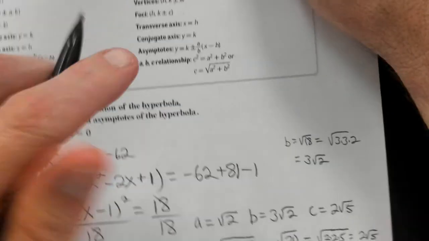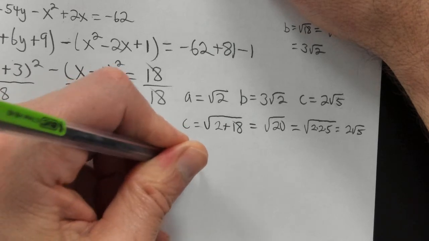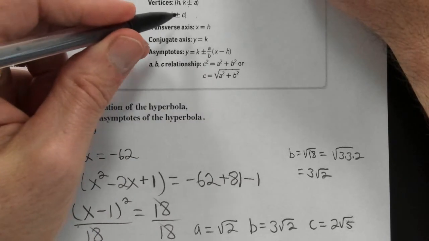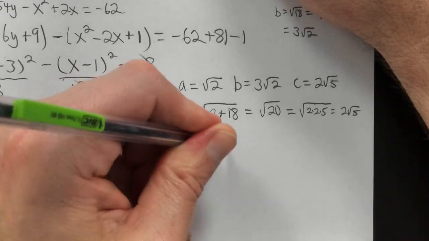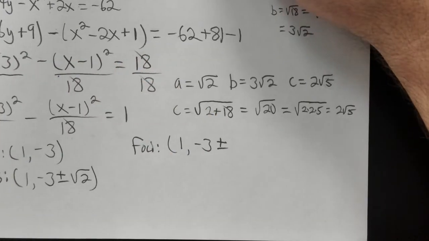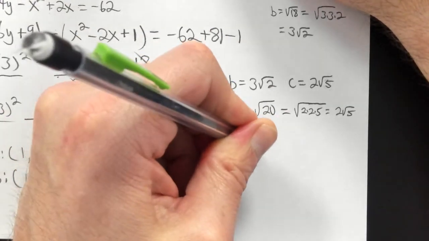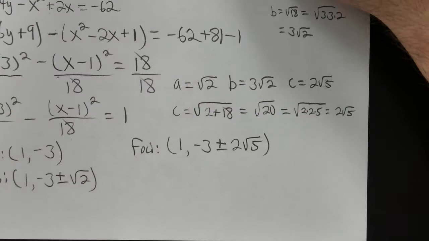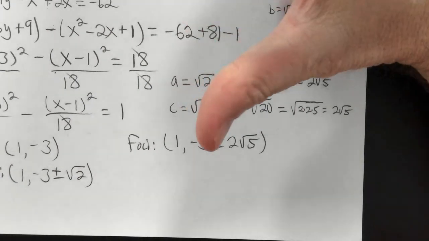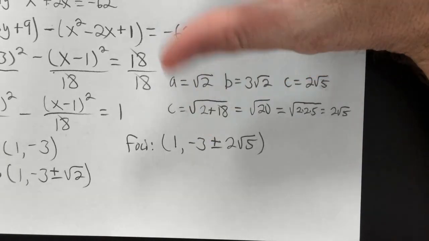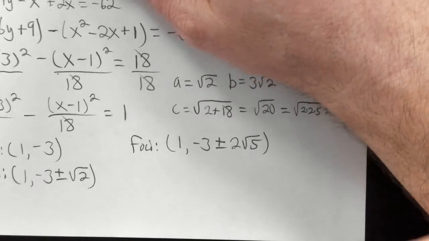Let's try the foci now. Of course my foci are h, comma, so write that in as 1, comma, k plus or minus c. So my k is negative 3, and it's plus or minus my c, and of course my c is 2 square roots of 5. Once again, since it's a square root number and not a whole number, it doesn't benefit me much to write those as 2 separate points. So we'll leave it just like that. Now we've got to do the asymptotes.